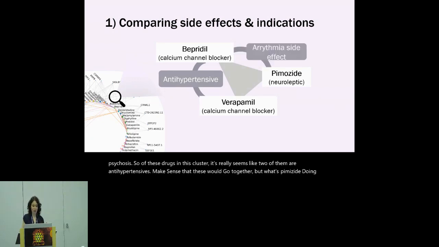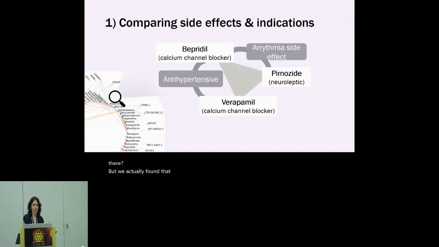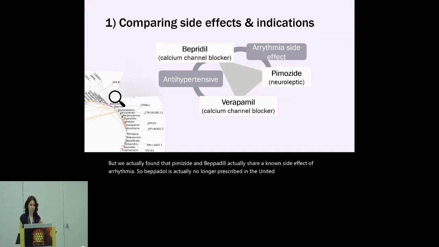But we actually found that Pimozide and Bepridil share a known side effect of arrhythmia. Bepridil is no longer prescribed in the United States because of this strong side effect, and Pimozide has a strong warning because it can cause arrhythmia. So that was very interesting because this model was trained to predict drug indications.